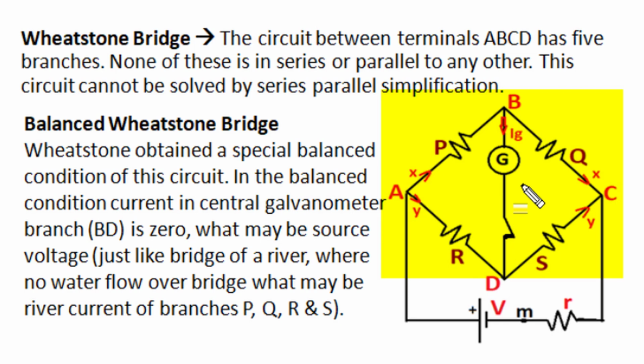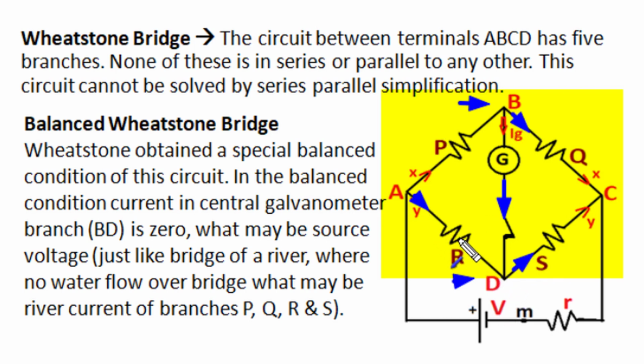But a scientist, Wheatstone, obtained a special balanced condition of this circuit. In that balanced condition, the potential of B terminal and D terminal becomes identical. There won't be any potential difference between B and D. So there won't be any current flow in this galvanometer branch, this mid section branch, and the current of P flows directly in Q and current of R directly flows in S.